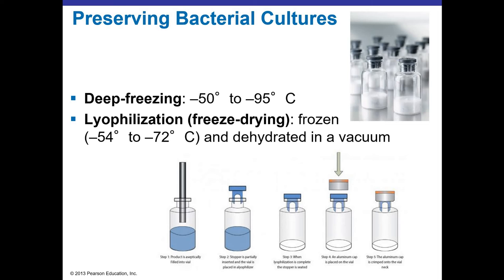We can also do lyophilization, which is freeze drying. You take a frozen culture at -54 to -72 degrees Celsius, but you add, in addition to that, vacuum to dehydrate. So you're going to suck all the water out of the cells, and then you end up with a powdered form of the bacterial culture. You can store this in a vial, seal it, and that way this can be shipped from one place to another or stored very easily, so that when you want to work with it again, you take off the seal and simply inject in some liquid nutrient broth and the bacteria will start growing again.